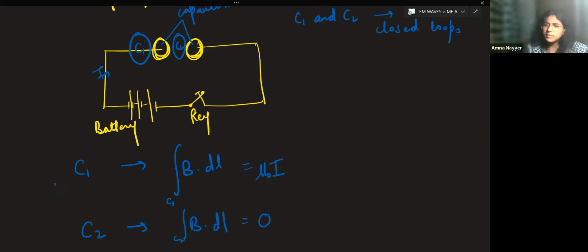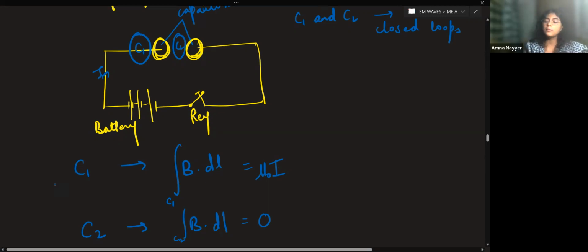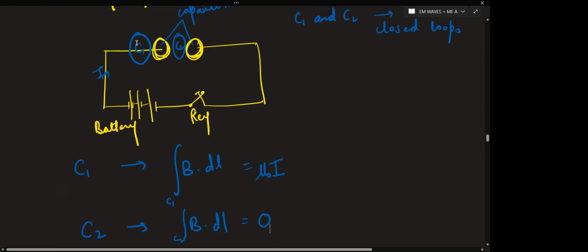So, is it consistent with Ampere's circuital law? According to Ampere's circuital law, for any closed path, B dot dl is equal to mu naught times I. So here there is an inconsistency that we can obtain. So Maxwell modified Ampere's equation.